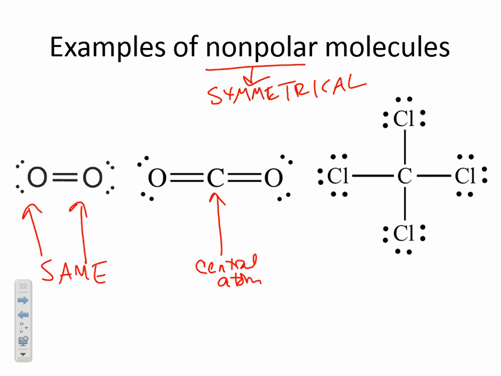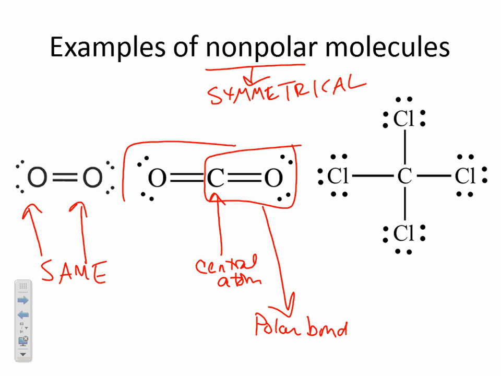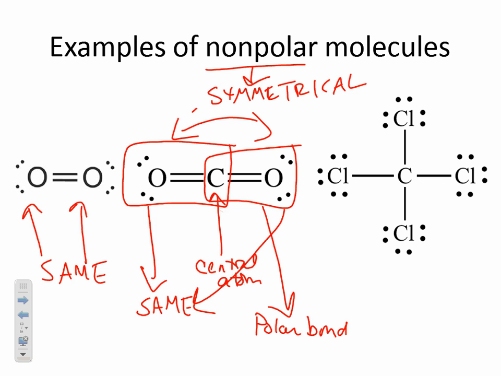And yes, the C to O bond. This bond, if you just look at the bond, this is a polar bond because we have two different electronegativities, right? This is absolutely a polar bond. However, notice that we have the same polar bond on both sides. That everything that's attached to that carbon is identical. So these two sides are the same. So therefore, this is a molecule that's symmetrical. This is a nonpolar molecule.